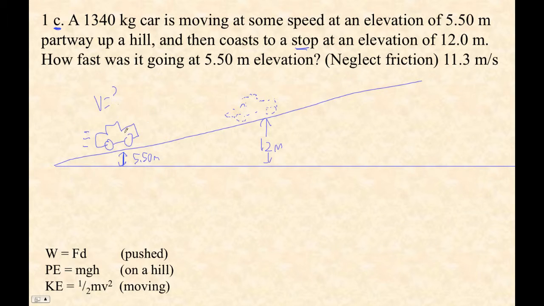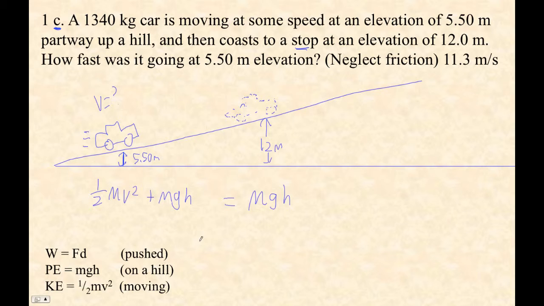But this is my picture, and I think a picture really helps. Here it's moving, so it's got 1/2 mv squared, and it's 5.5 meters above the ground, so plus mgh. And then at the end, it's not moving because it stopped at 12 meters, so it's just mgh. So let's solve this one.